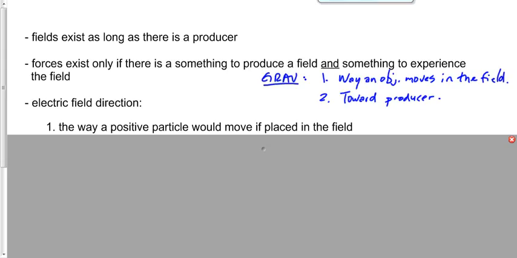Now, we define electric field direction not as the way that an object with mass would move if placed in the field, but rather the way that a positive particle would move if placed in the field. Notice we have to be a little bit more specific with electric fields. With gravity, there's one kind of mass. Mass is mass. With electricity, there's two kinds of charge, positive and negative. So it was good enough with gravity to say that it's the way that an object with mass moves. But with electric fields, we have to say the way that not just a particle with charge, but specifically a positive particle would move if placed in the field.